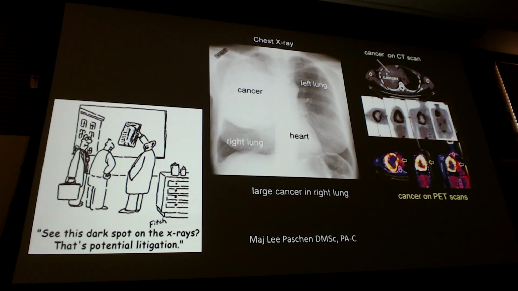Chest X-ray pathology. All right. What's my initial study on almost everything? Chest X-ray.